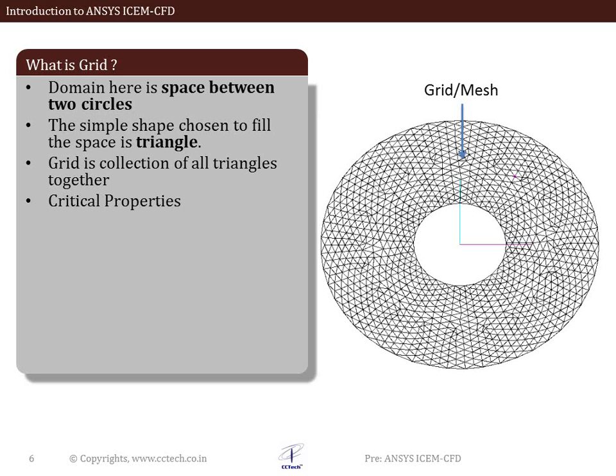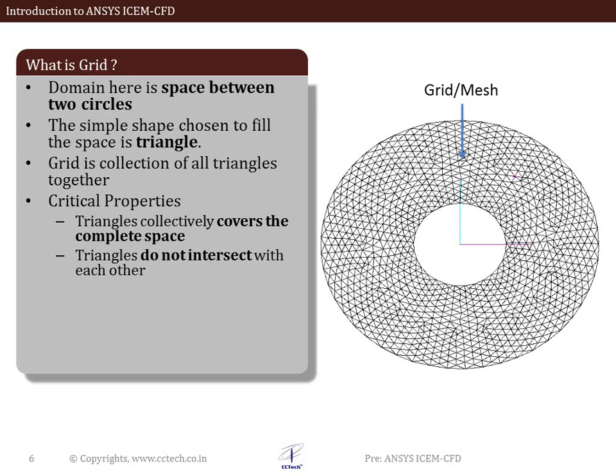The generated grid should follow some governing laws and should have some critical properties. The first important property is that all the triangles should collectively fill the complete domain and there should not be any unmeshed region in the domain of interest. The second property is that none of the triangles should intersect with each other. All the triangles should be connected to their neighbors at their vertices. If you closely observe the grid generated for the region between two concentric circles, you can notice that it follows all these critical properties.